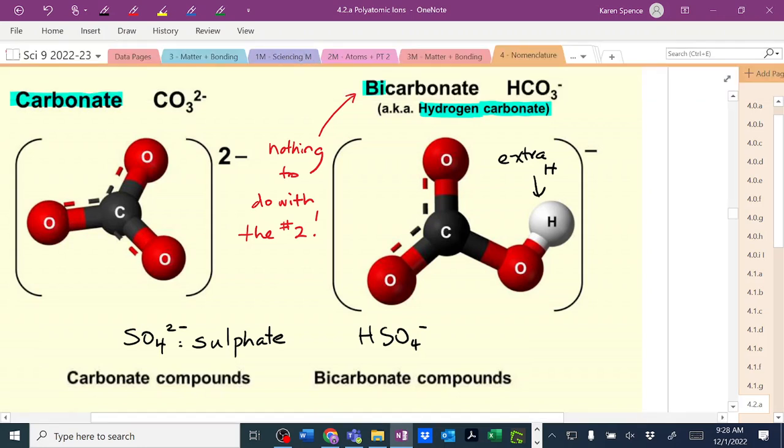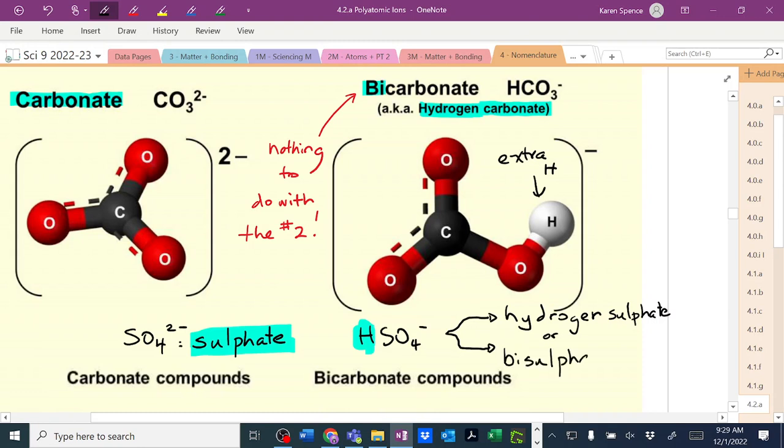If we have sulfate and we add a hydrogen to it, what does its name become? There's two options. Hydrogen sulfate or bisulfate. Okay?